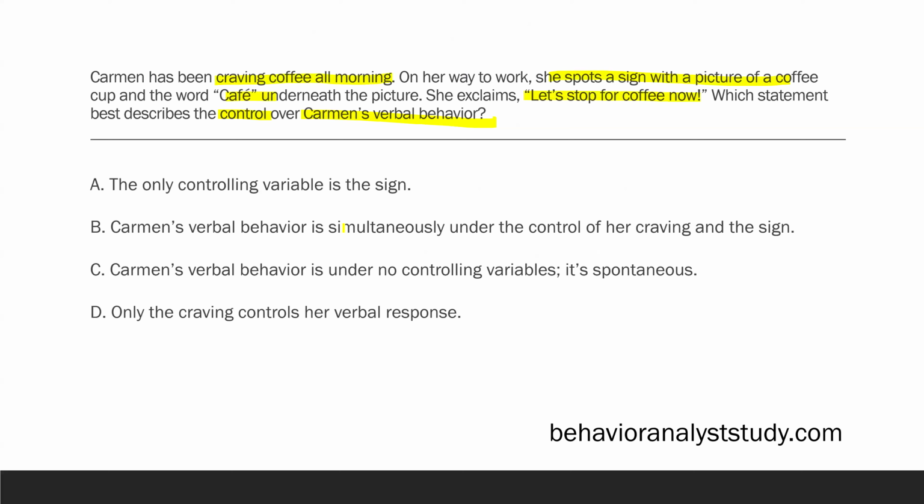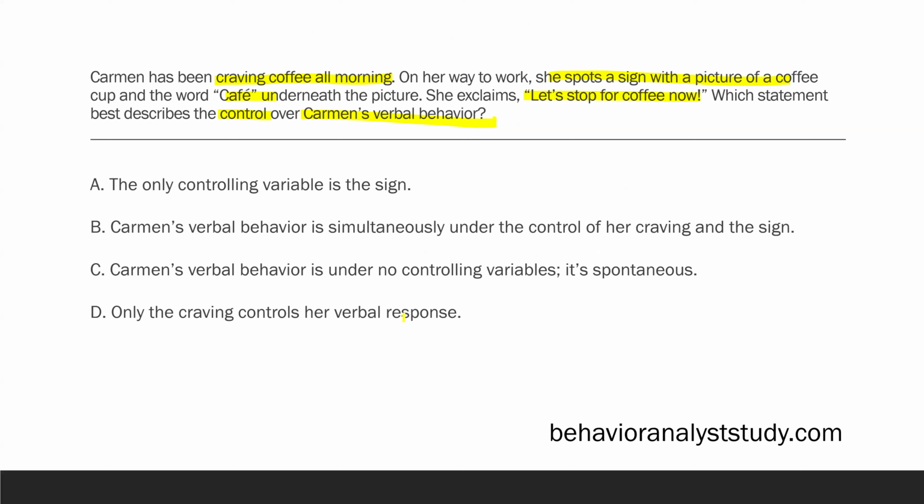A, the only controlling variable is the sign. Well, we know that is not necessarily true because she's also craving coffee. B, Carmen's verbal behavior is simultaneously under the control of her craving and the sign. Yes, that is what multiple control is. Her verbal behavior has been affected or influenced by more than one thing in the environment. C, Carmen's verbal behavior is under no controlling variables. It's spontaneous. No, she has cravings and she sees the sign.